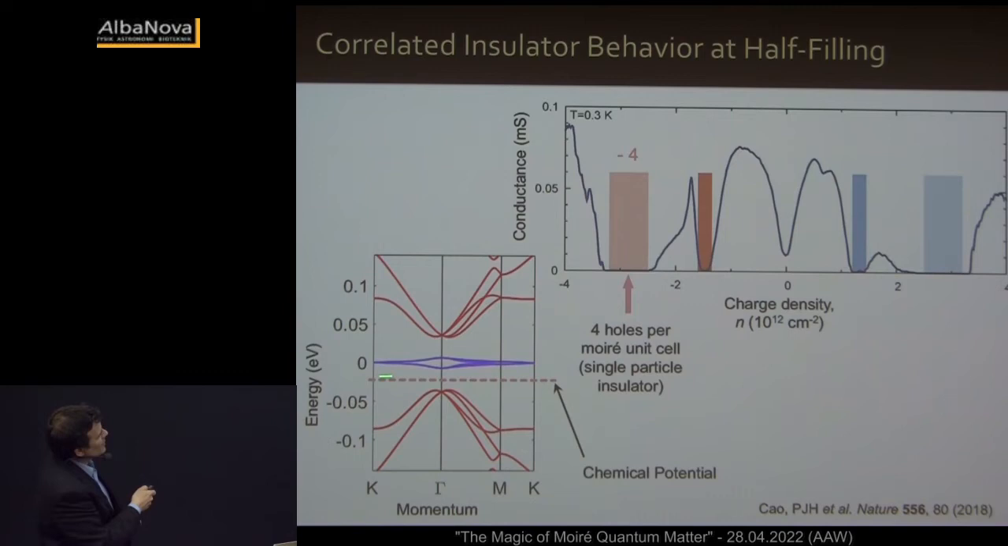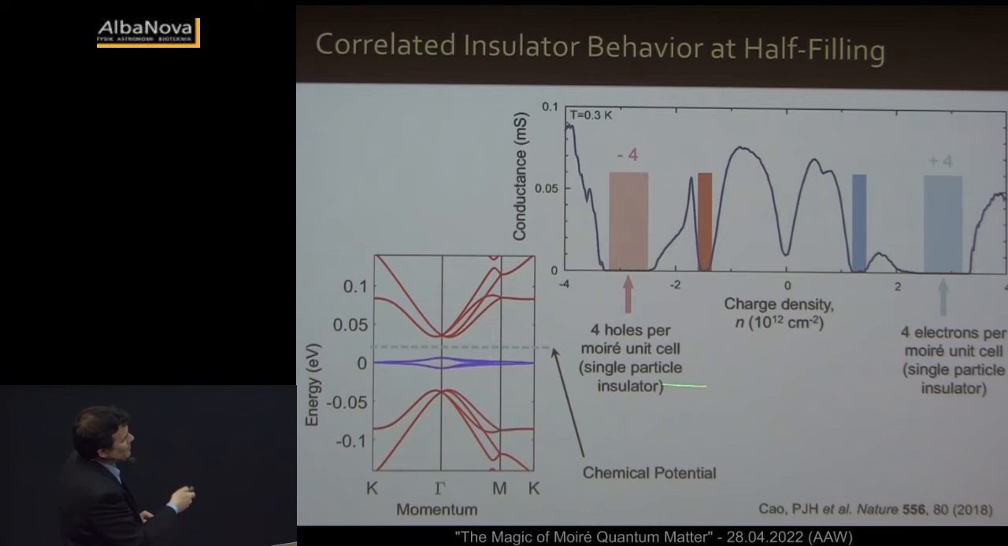This is a regular single particle insulator. This is a single particle electronic structure. So if you are in the middle of a band gap, your system should not conduct electricity, and indeed, the conductance is zero at 4 holes per Moiré unit cell. This is easy to understand single particle physics. If we, on the other hand, add 4 electrons per Moiré unit cell with respect to charge neutrality, our chemical potential goes here in the middle of another band gap, also a single particle insulator at 4 electrons per Moiré unit cell. That's easy to understand and expected.